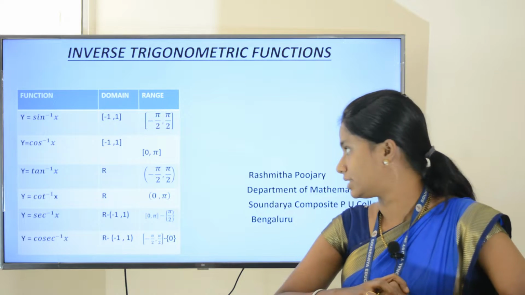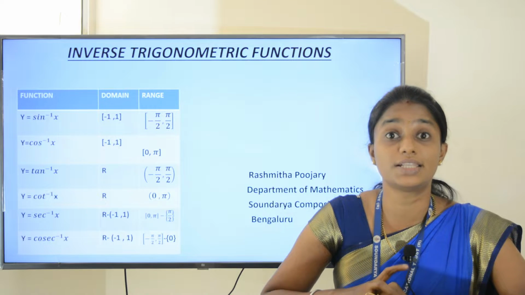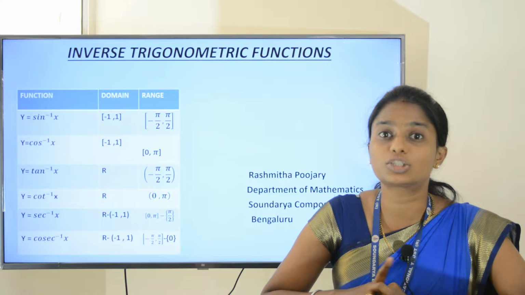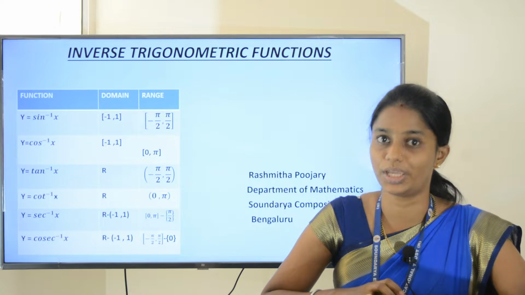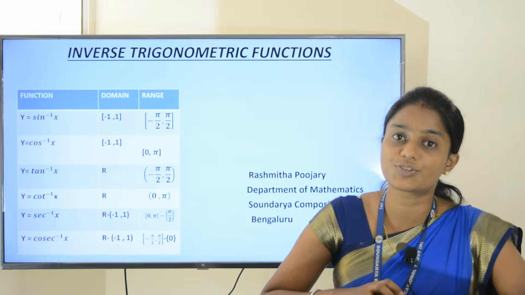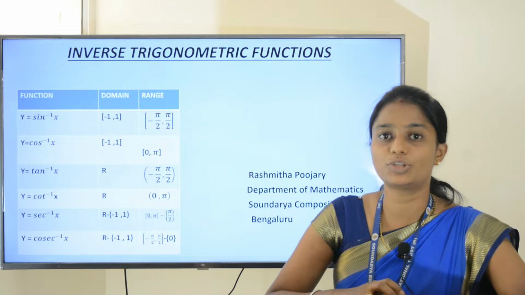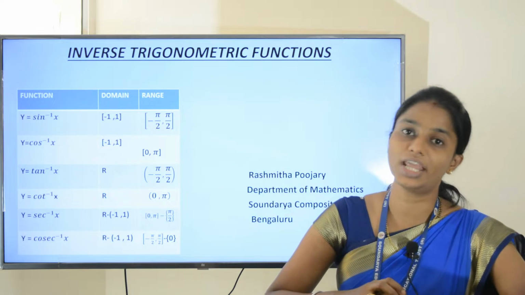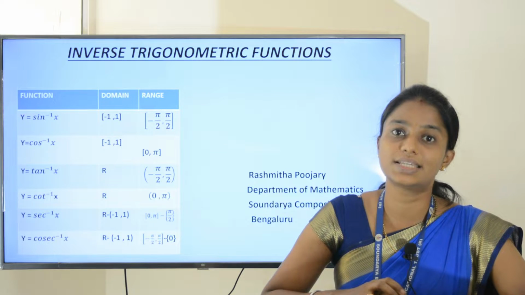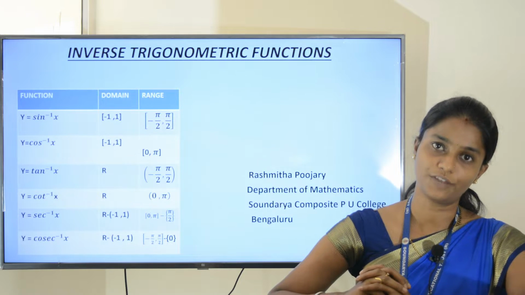Next, secant inverse x range is closed interval 0, π, minus the set containing π/2. Cosecant inverse x range is closed interval -π/2, π/2, minus the set containing 0. This is the range and domain of the 6 inverse trigonometric functions.